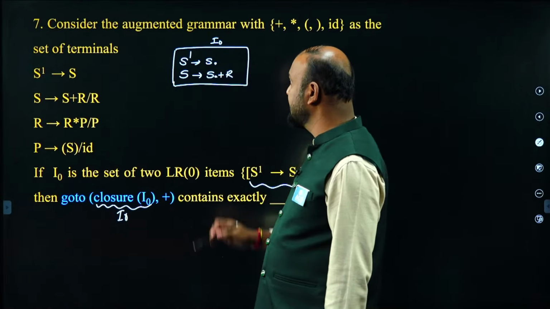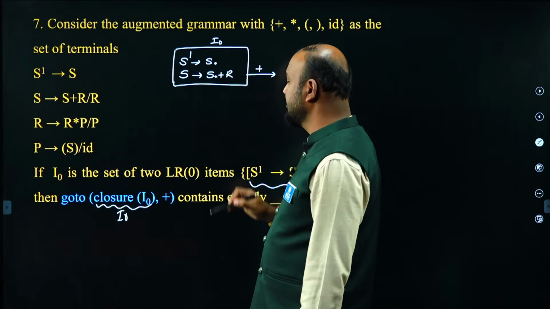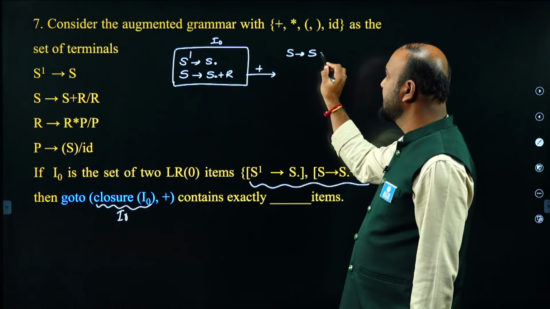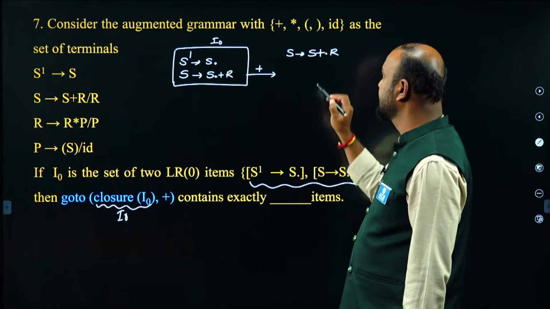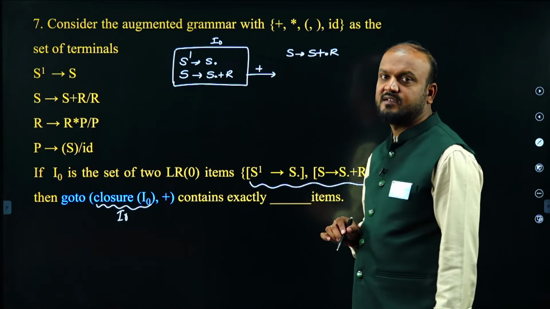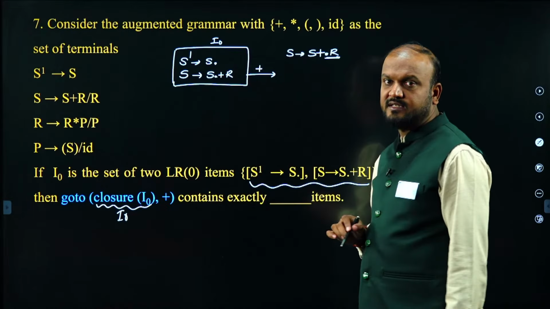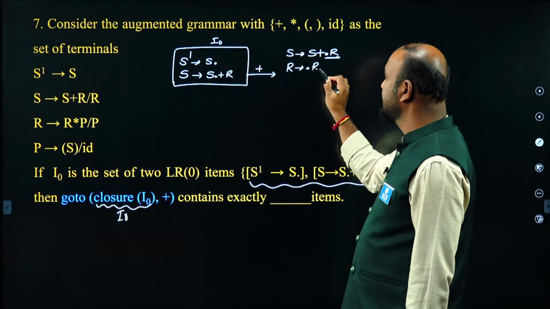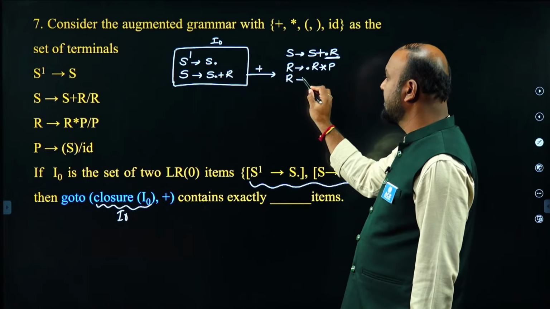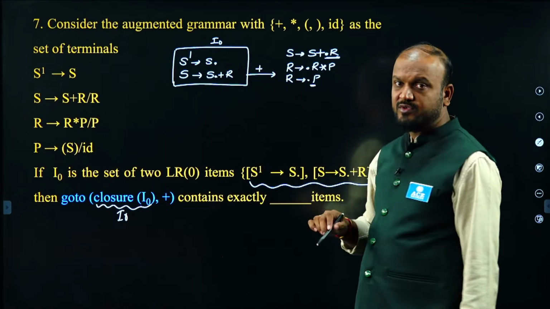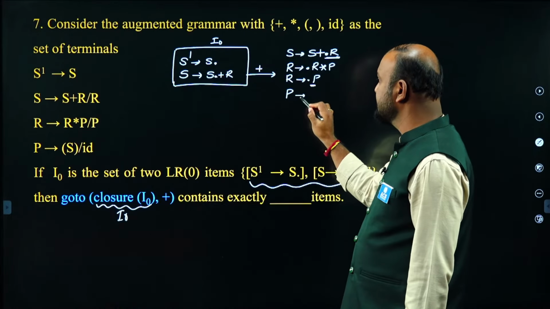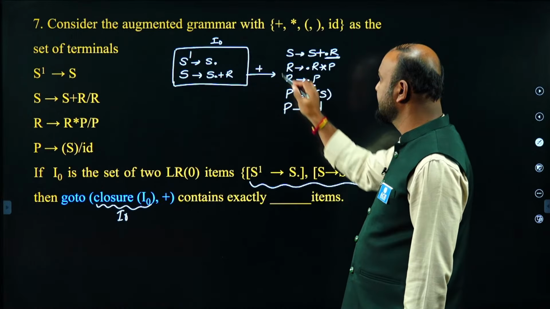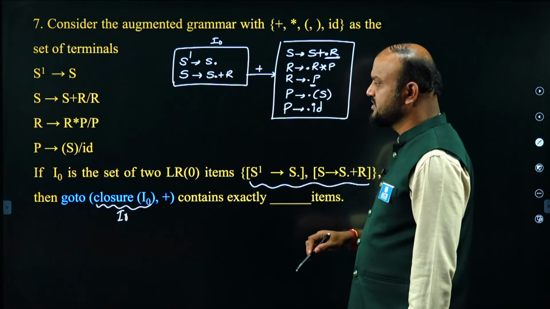Then go to of I0 on input plus. On input plus, what is a move? S is deriving S plus dot R. So dot R is the non-terminal. So dot R means R productions we have to use. R derives dot P. Because dot P there, we have to add P productions. P derives dot open S close and P derives dot ID. These are the items possible.